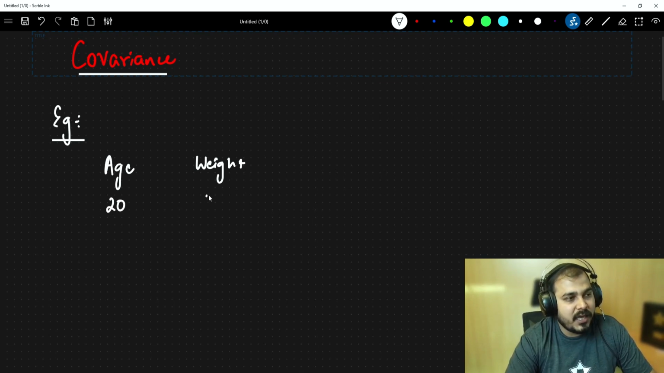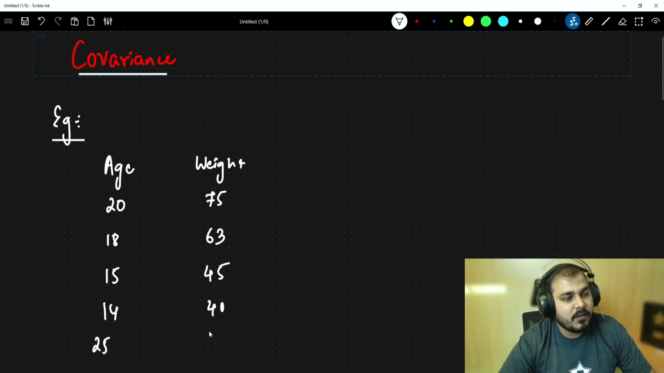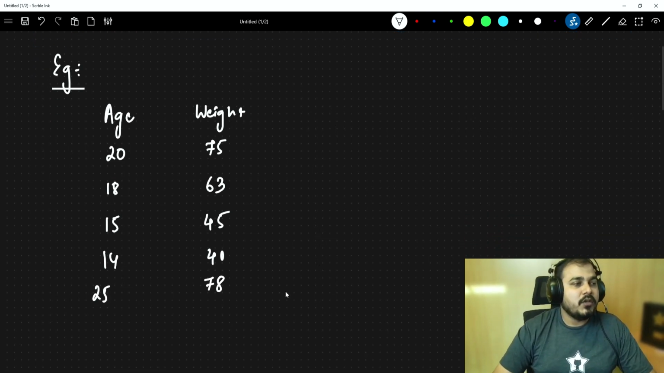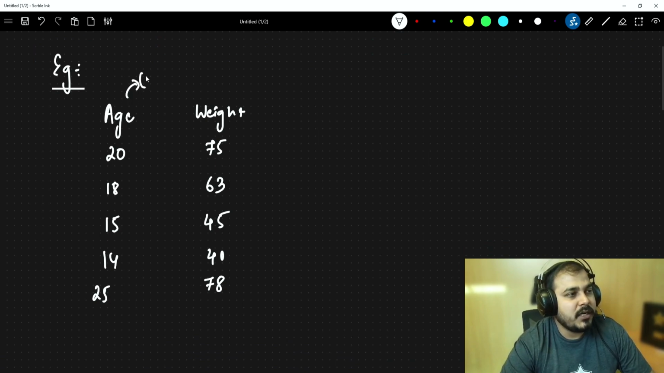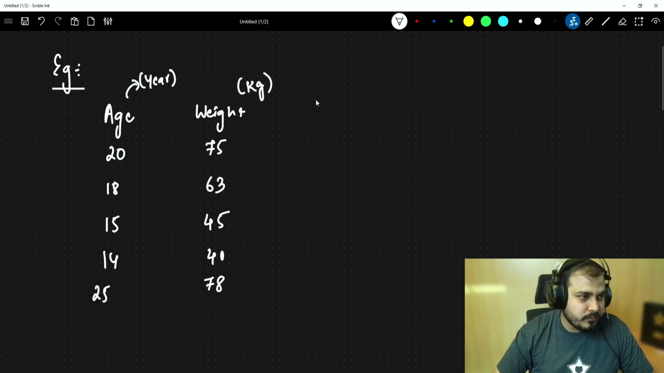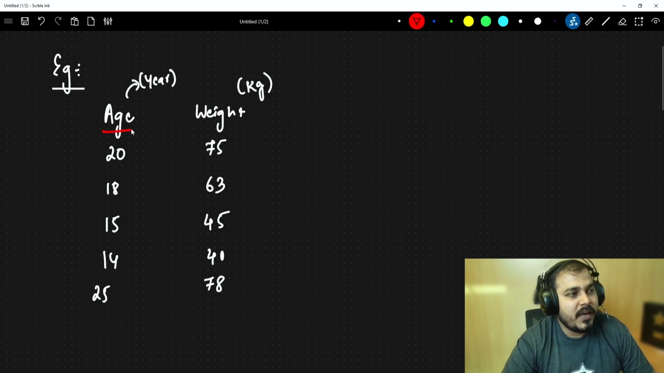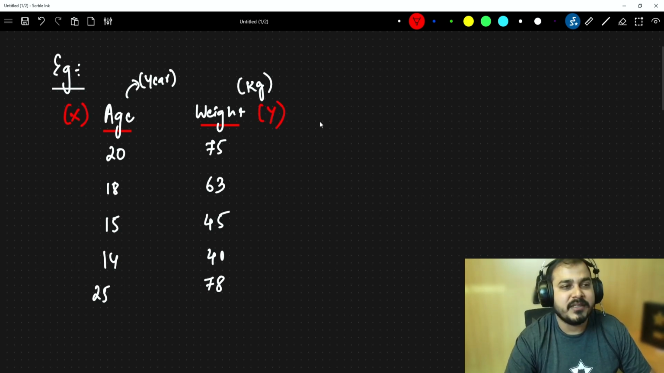So suppose I say for 20 age, the person was 75 kg. For 18, the person was 63. For 15, the person was somewhere around 45. For 14, the person was somewhere around 40. Another age I may take is 25, the person was somewhere around 78. So age over here, the unit of measurement is years, and weight, the unit of measurement is kgs. Now, when I have these two specific features, let me name this as X and let us name this as Y.